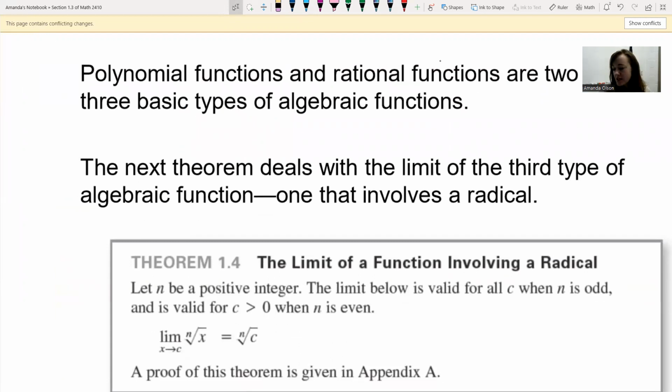So stay tuned and watch the next video, and you can see this theorem applied to radical functions as well.